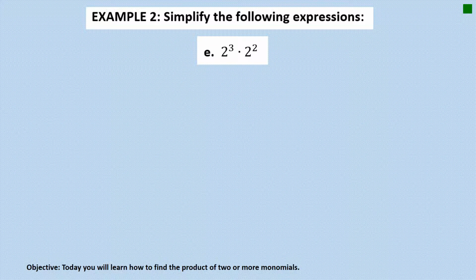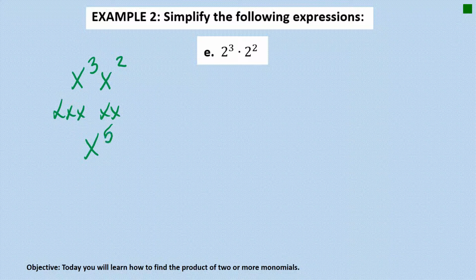Now this one you might want to say 2 to the third and 2 to the second, but that's not what they're asking. They're asking you what number's being repeated. Like if I had x to the third and x to the second, you know there's 3 x's, 2 more x's for a total of x to the 5. So what do I have here? I have 3 2's, then I have 2 more 2's for a total of how many 2's? 5. So be really careful here.